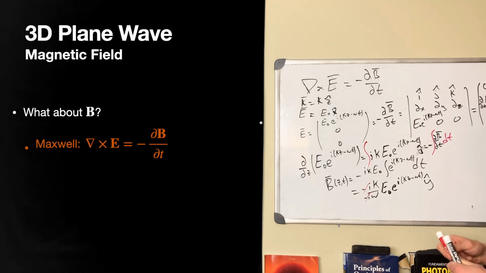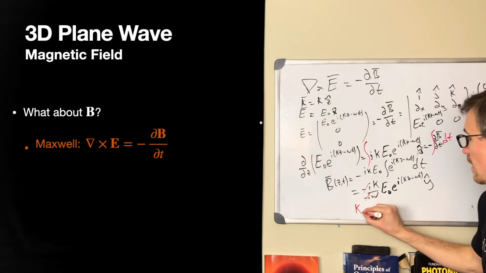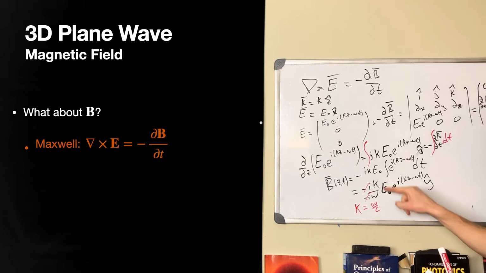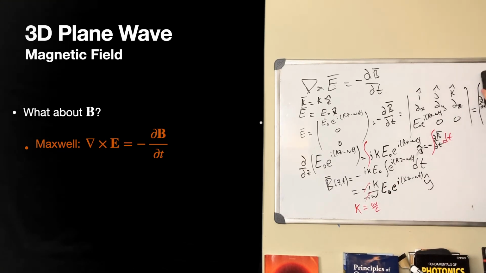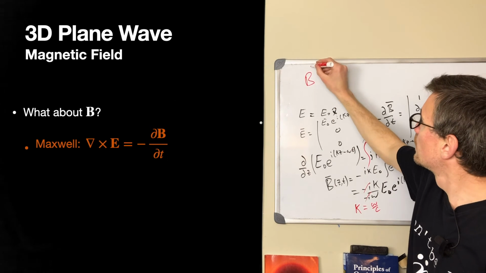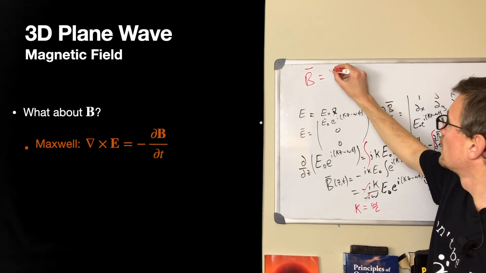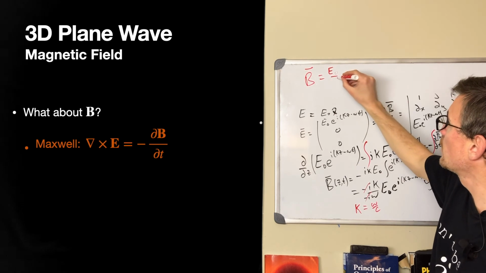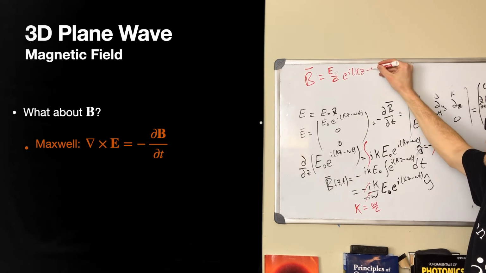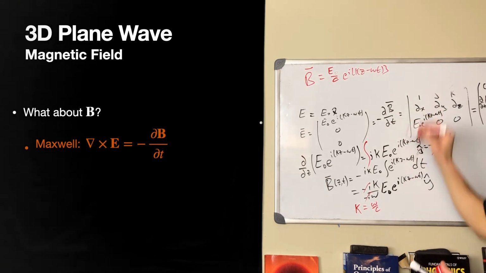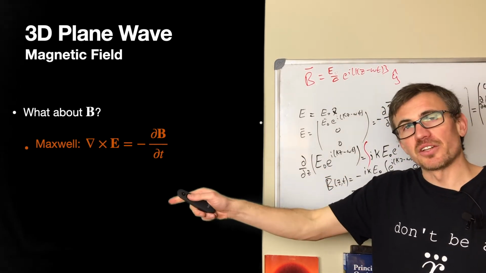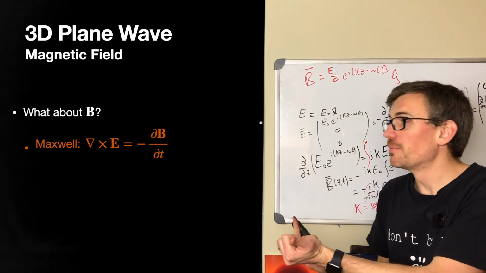Use one last little trick here and use the fact that k is equal to omega over c. Remember, this is our fundamental wave relation. I'm just going to write it up here now that we have our solution. B is equal to B naught, which is E naught over c, times e to the i(kz minus omega t) in the y hat direction. There's a lot of math. At the end of it, we found that we had k going in the z direction, E going in the x direction, B going in the y direction.